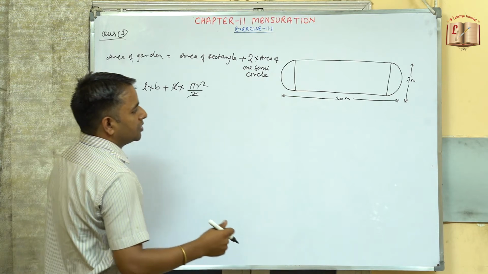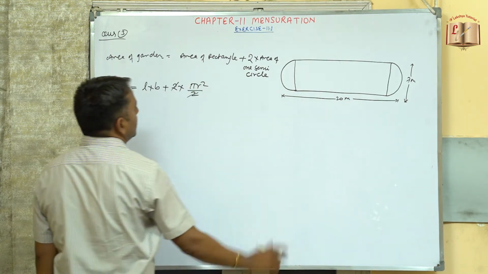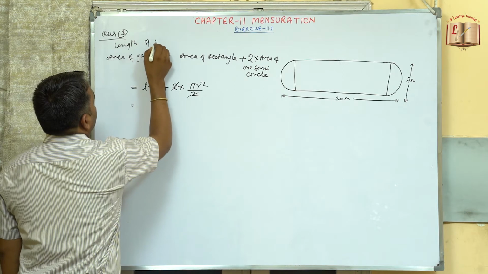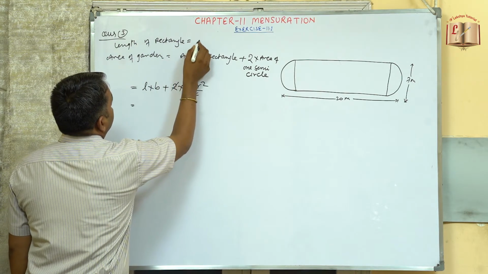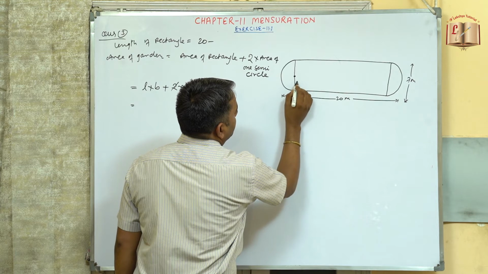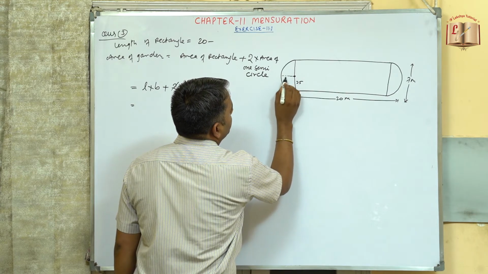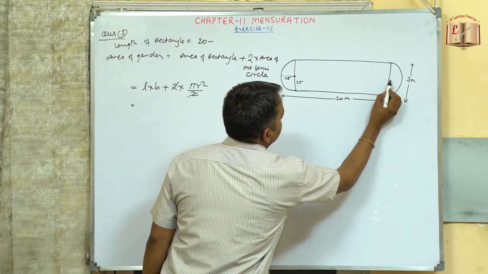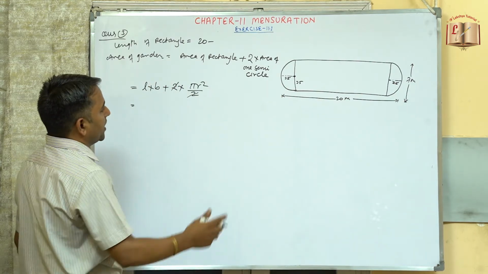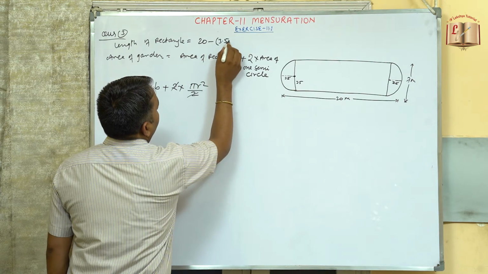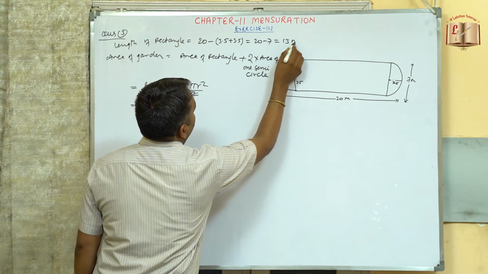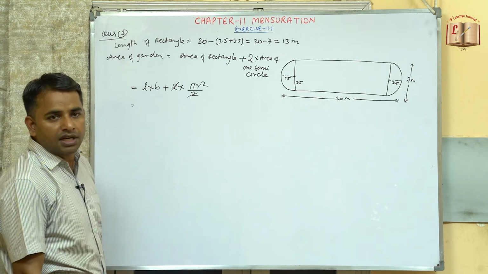Length and width. So now we need to calculate the length of the rectangle. See, the length of the rectangle will be 20 minus this side. This is 7, so this will be 3.5, and the same side will also be 3.5. So 3.5 from here and 3.5 from here. So we will subtract 3.5 meters. So this will be 3.5 plus 3.5, so this will be 20 minus 7. So this is now 13 meters. So we got the length of the rectangle as 13 meters.